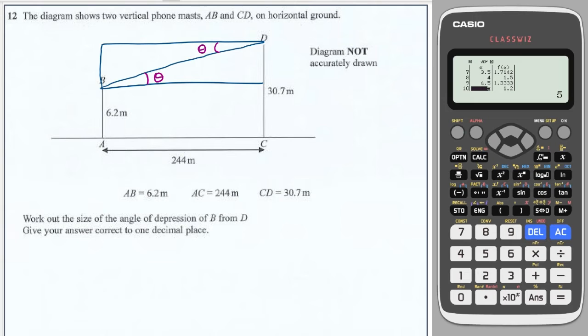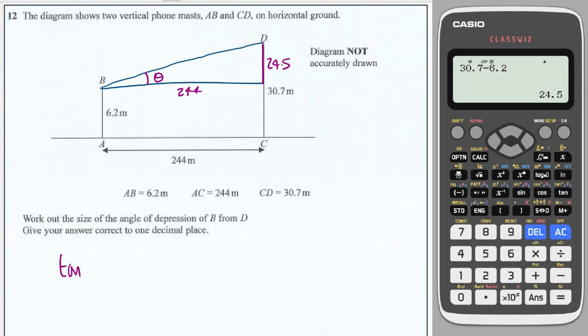Okay, so let's draw on this triangle. I know that that's 244. Let me get rid of this. And this height here is the gap between 30.7 and 6.2. So that is 24.5.